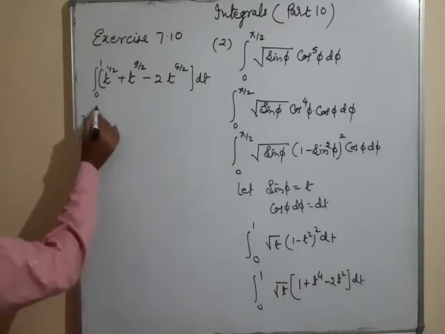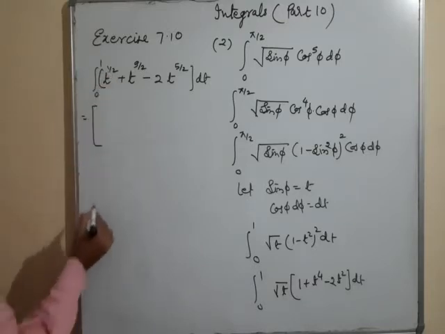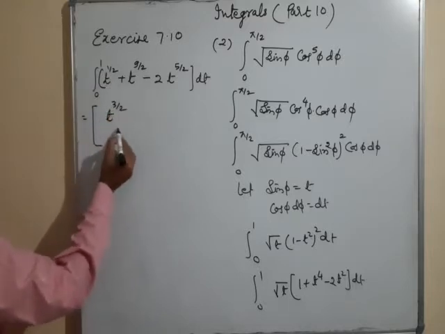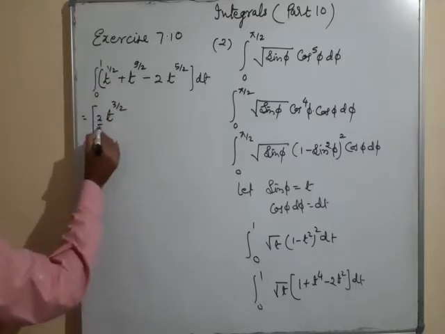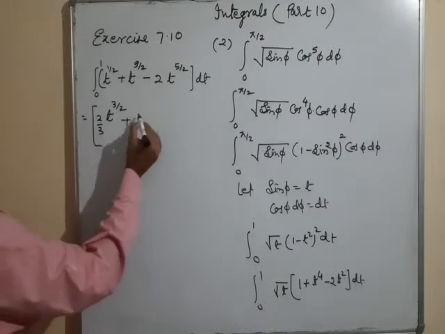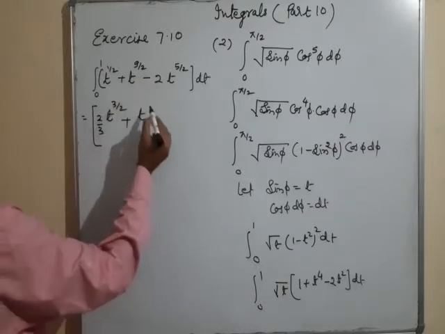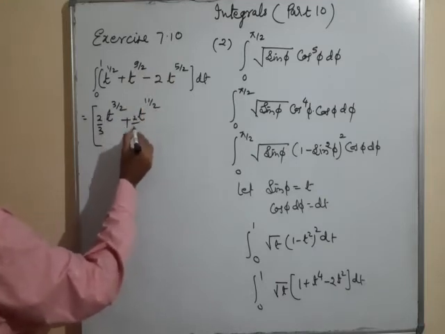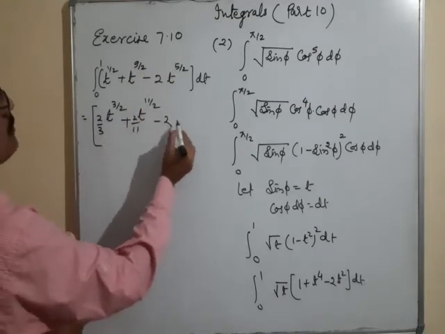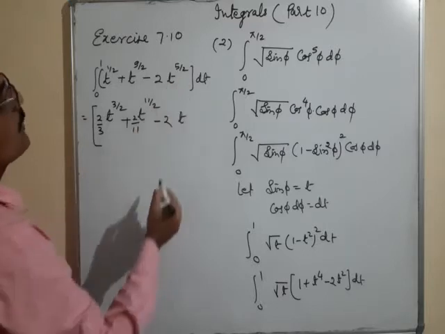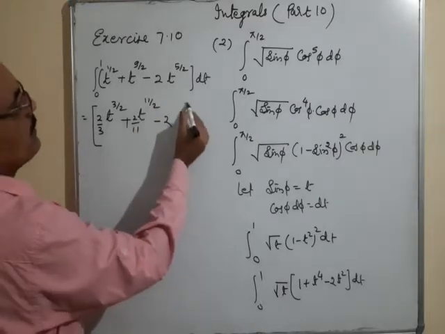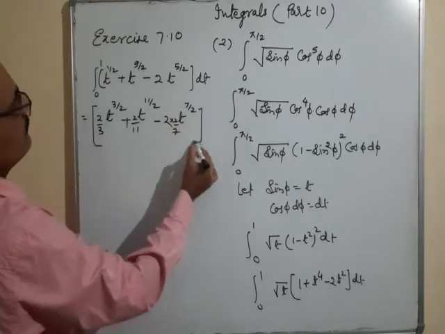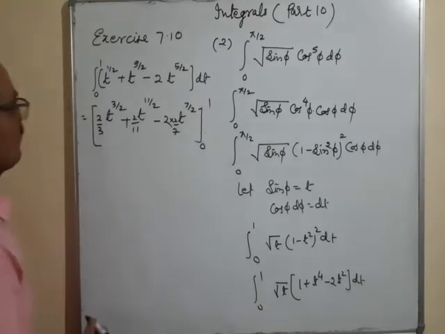Integration of this term, t to the power 1 by 2. So t to the power 1 by 2 plus 1, 3 by 2, upon 3 by 2. So I write here 2 by 3, plus t to the power 9 by 2 plus 1, 11 by 2, multiplied by 2 by 11, minus 2 t to the power 5 by 2 plus 1, 7 by 2, multiplied by 2 by 7. Limit 0 to 1. Okay.